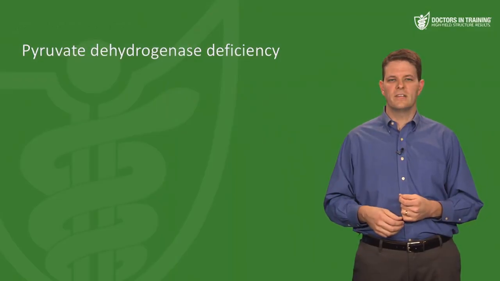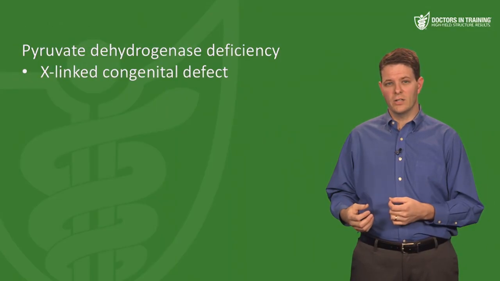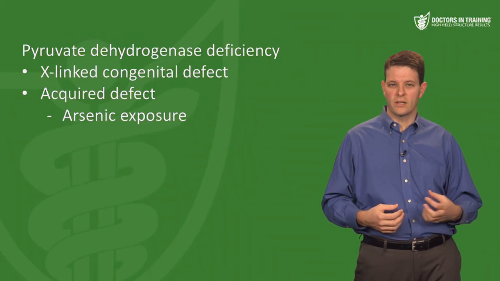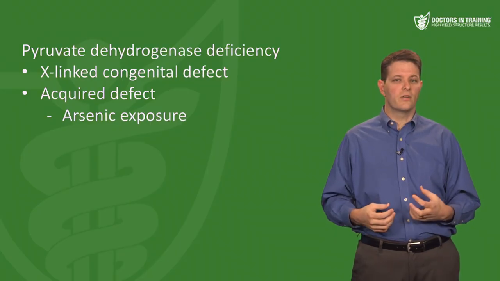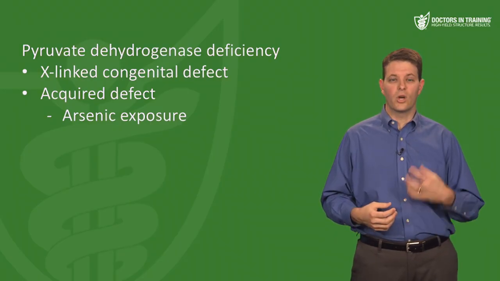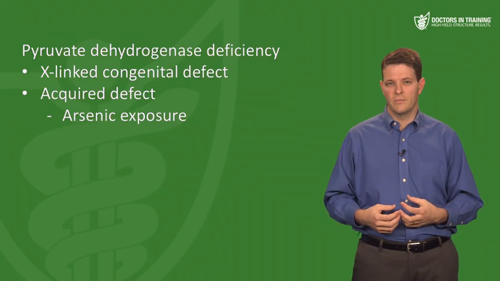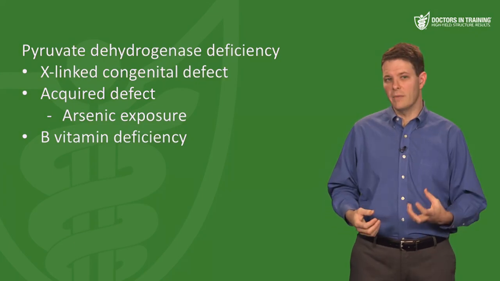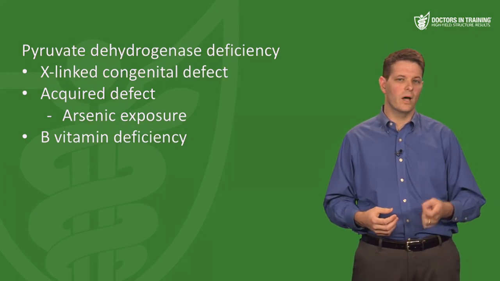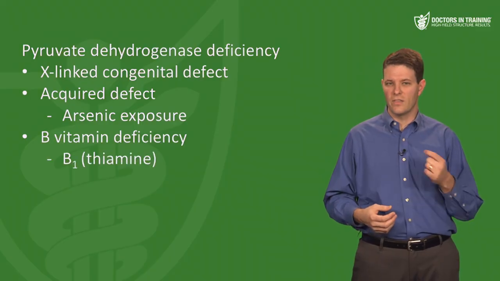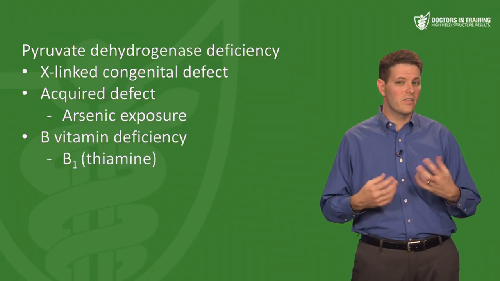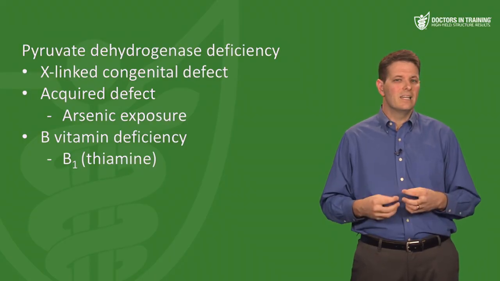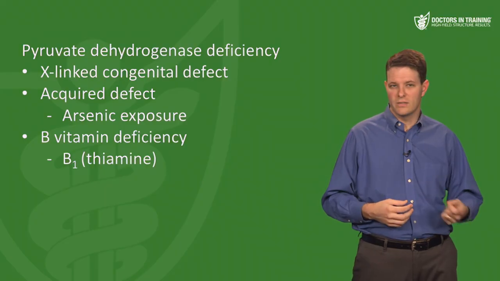Pyruvate dehydrogenase deficiency can either be an X-linked congenital defect where you're deficient in the enzyme, or it can be an acquired defect like from arsenic exposure. We just said that arsenic interferes with lipoic acid, so that would be an acquired pyruvate dehydrogenase deficiency. Or if you're deficient in one of those B vitamins needed to make the necessary cofactors, that could manifest as pyruvate dehydrogenase deficiency as well, especially vitamin B1 deficiency, thiamine deficiency. Now, when do we classically see thiamine deficiency? In alcoholics. So thiamine deficiency may lead to a functional pyruvate dehydrogenase deficiency.